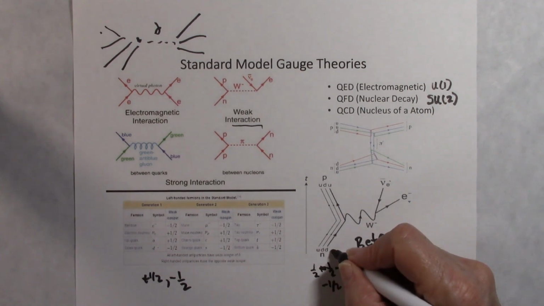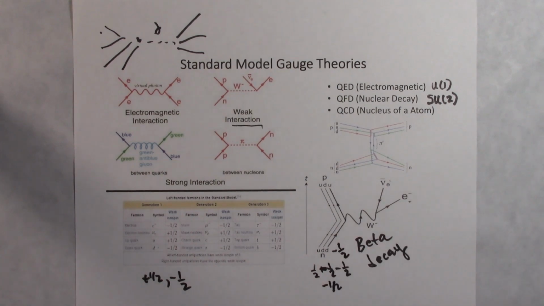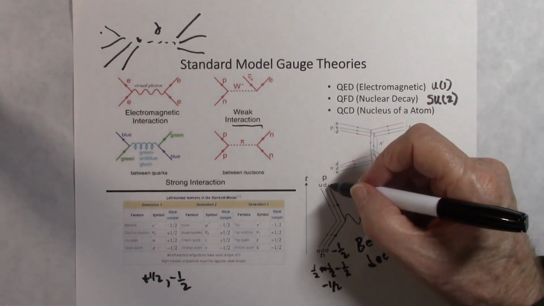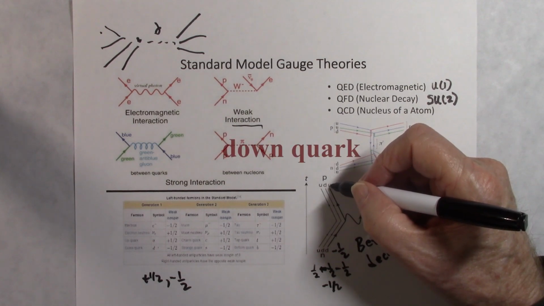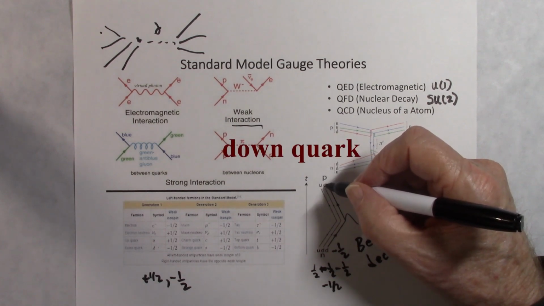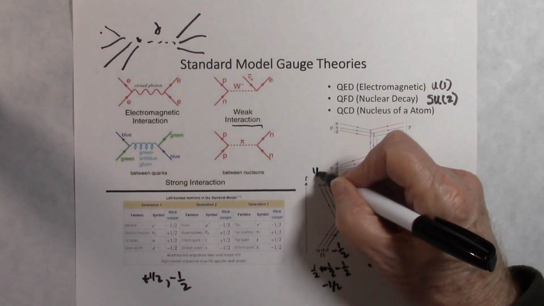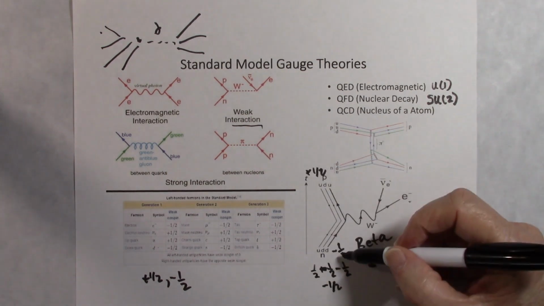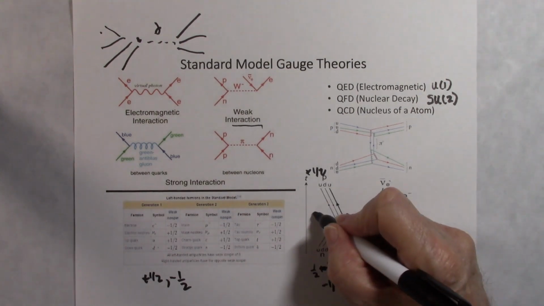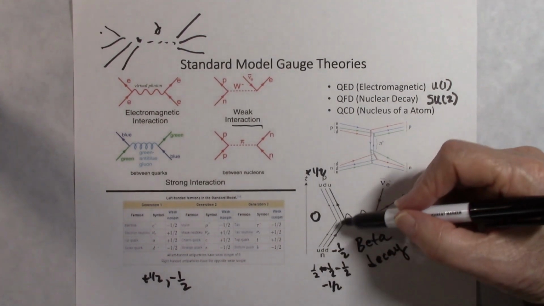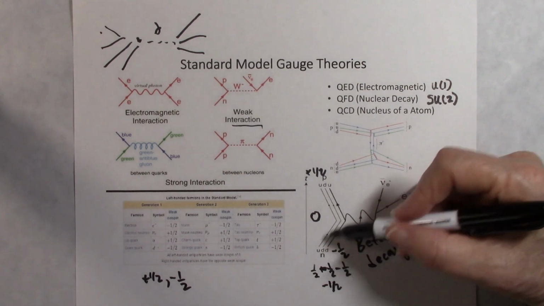A neutron has weak isospin of -1/2. If we do the same thing up here, up quark +1/2, up quark +1/2, down quark -1/2, that's a total isospin of +1/2. And if we add these two up, we get 0. So the total weak isospin before the interaction is 0.